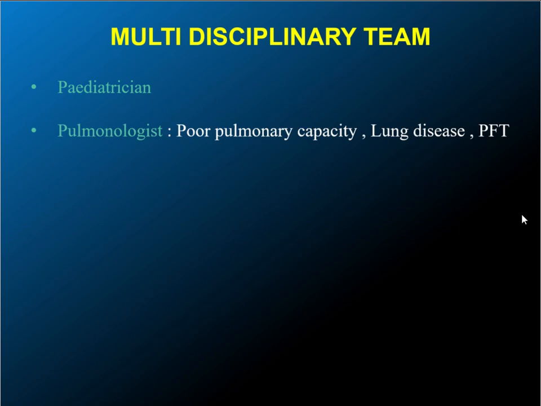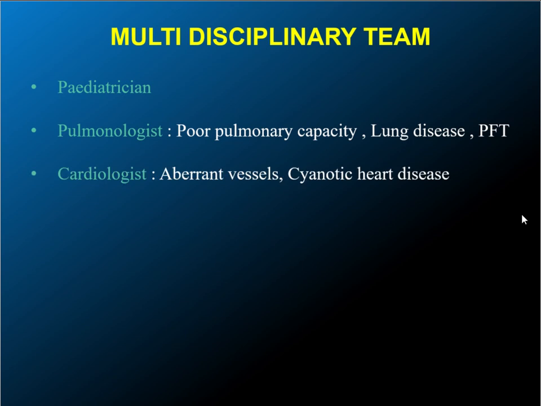The importance of a multidisciplinary team cannot be undermined. A pediatrician is required for the holistic assessment of the child. Pulmonary health is among the most important factors that decides the outcome when treating chronic airway lesions. A cardiologist may be required in cases of aberrant vessels or cyanotic heart disease.